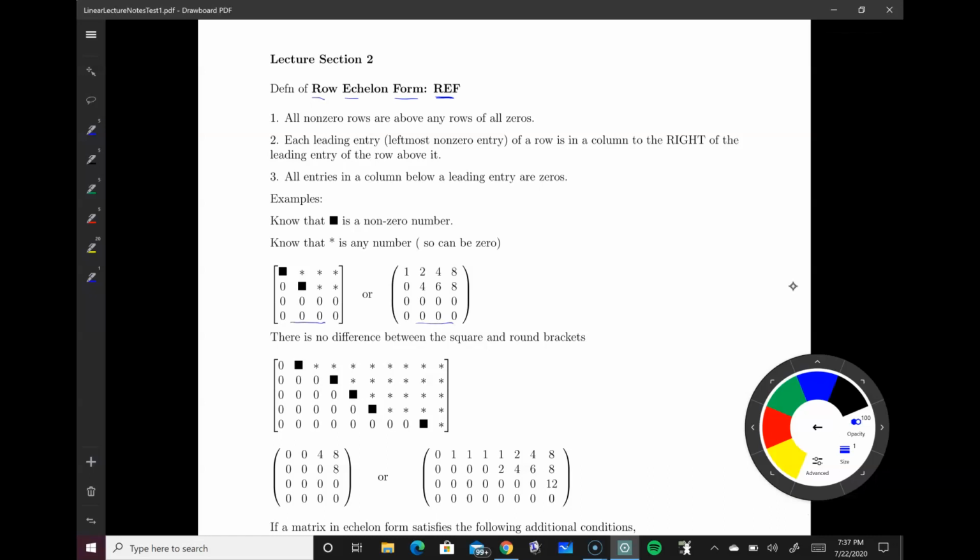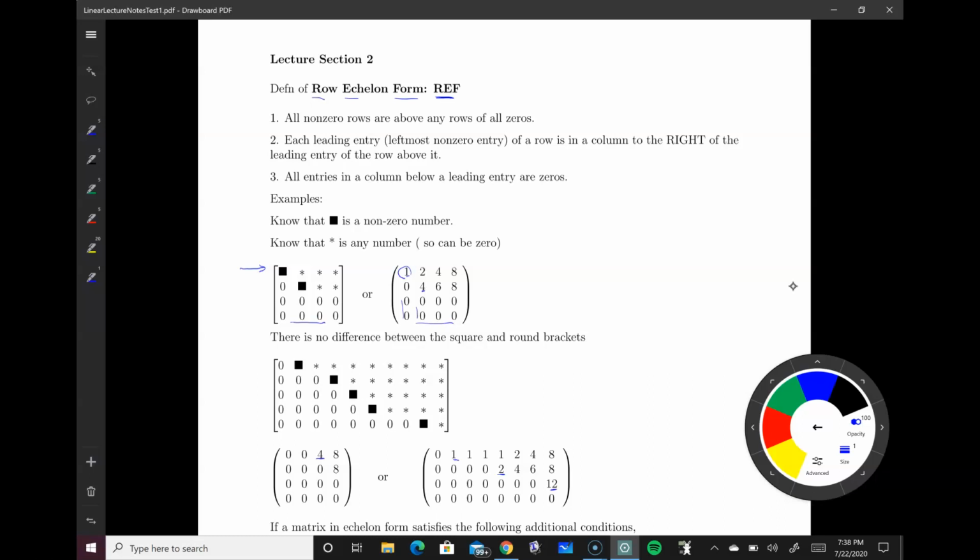Okay. Each leading entry, so leading entry means as you come in, the leading entry is to the right of all other leading entries. So this leading entry here is to the left, and every other leading entry is over to the right, and the next leading entry, so this one here, there's a leading entry, there's a leading entry, there's a leading entry. And all entries in a column below a leading entry are zeros. So all zeros below, right? Here's my leading entry, all zeros below.